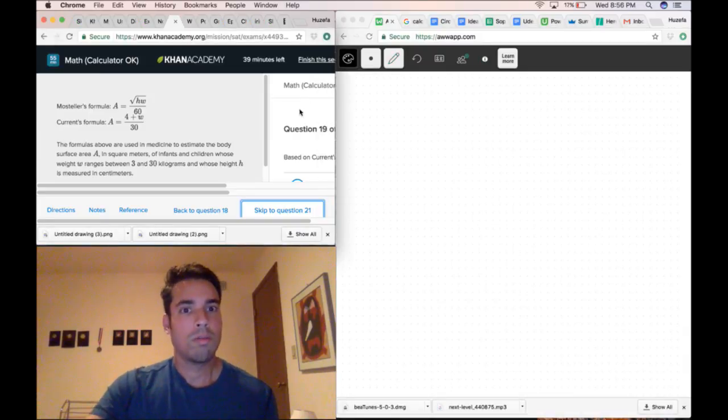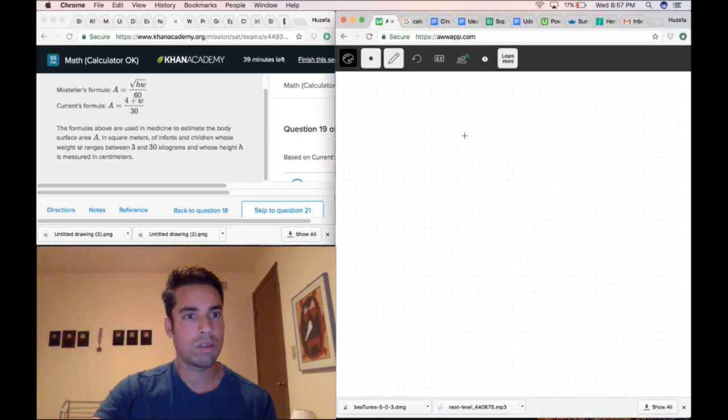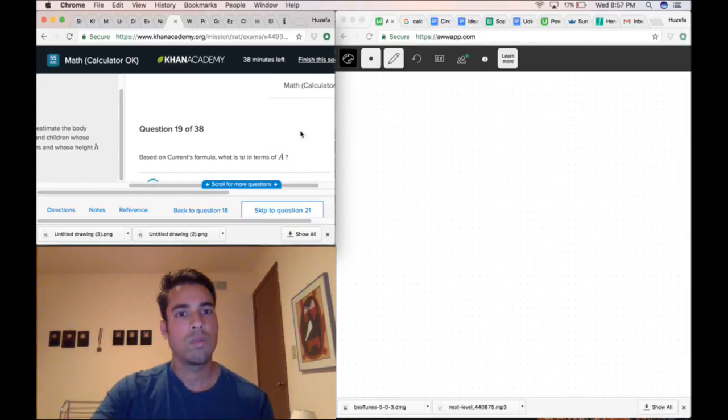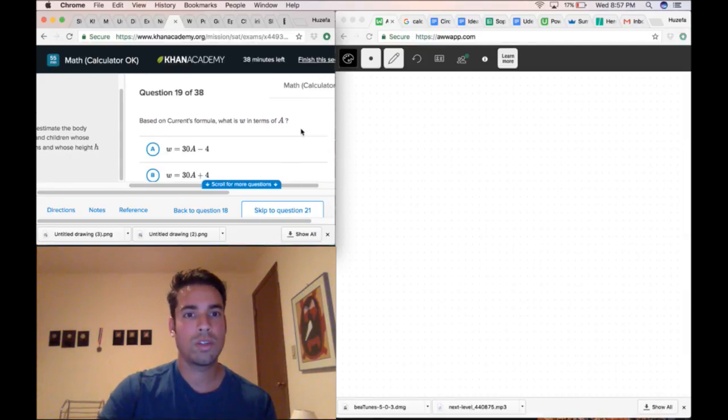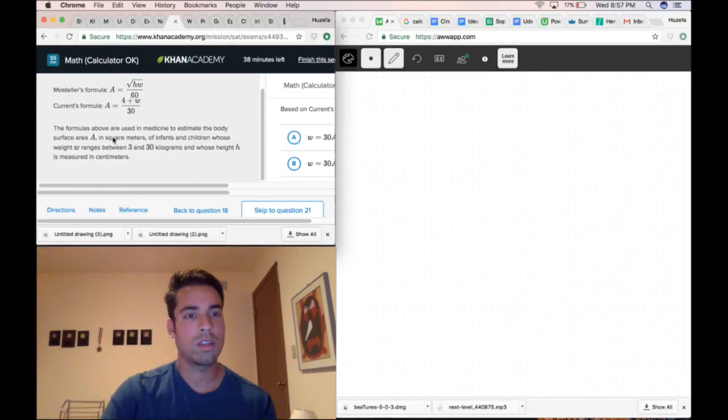Next one. Mosteller's formula, current formula. The formulas above are used in medicine to estimate the body surface area in square centimeters of infants and children whose weight W ranges between 3 and 30 kilograms and height is measured in centimeters. Now we're going to use the formula. Based on current formula, what is W in terms of A? So we're just going to isolate W.